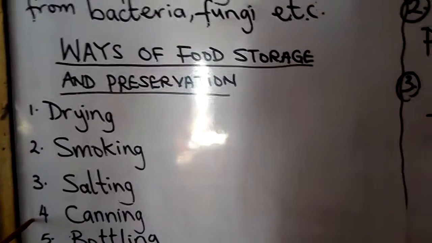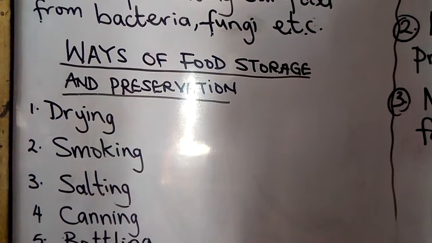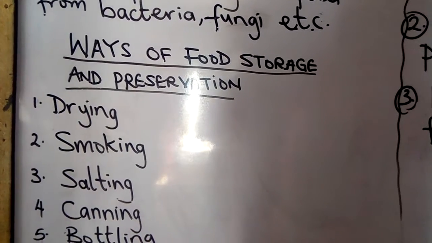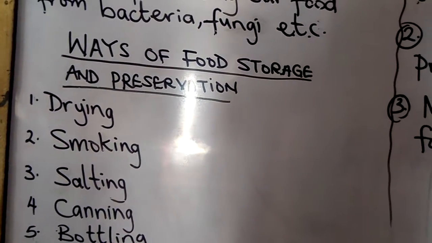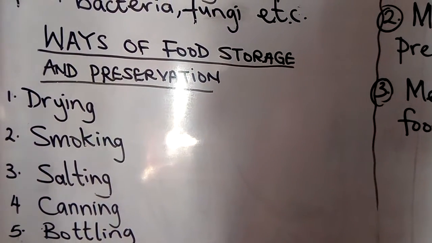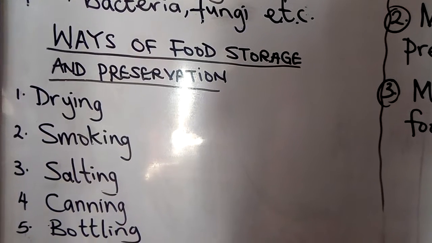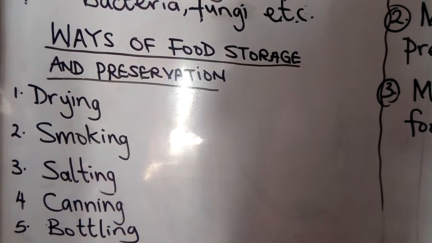Another way, number 4, we have what is called canning. Canning is a way by which we preserve our food in a tin and cover it.